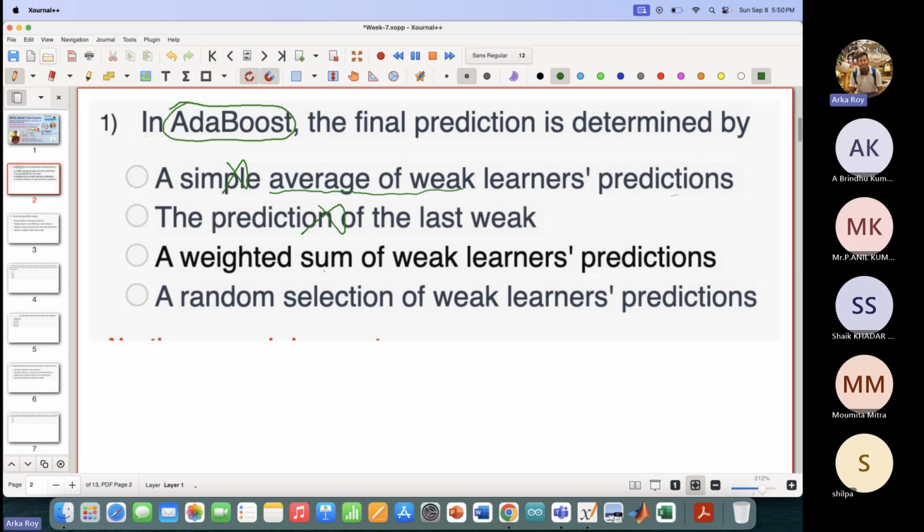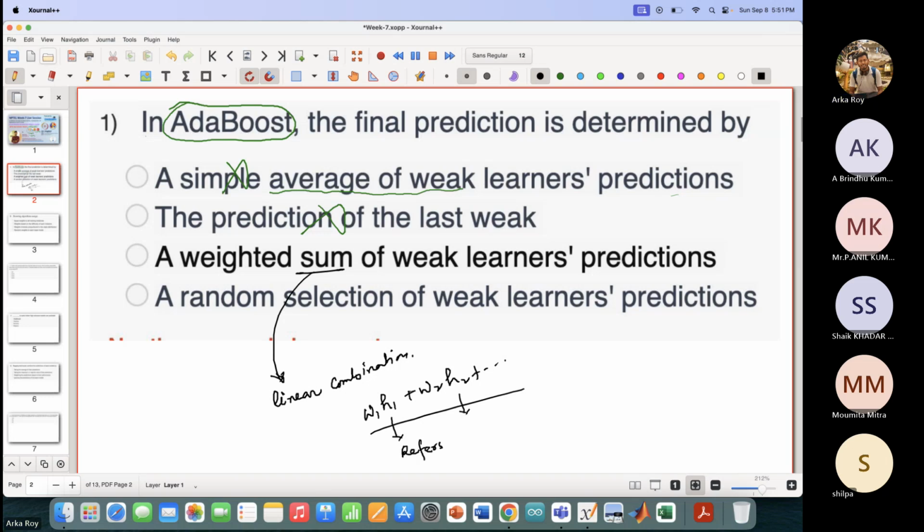The third option is a weighted sum of weak learners' predictions. This is what we do. A weighted sum is also called a linear combination. It looks somewhat like this: W1 into H1, W2 into H2, and so on, where H1, H2 refer to the predictions from the weak learners. So a weighted sum of weak learners' predictions is the correct option.